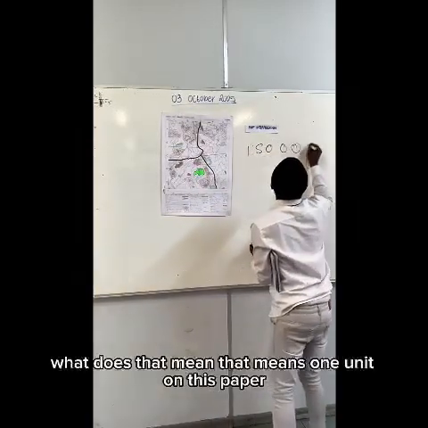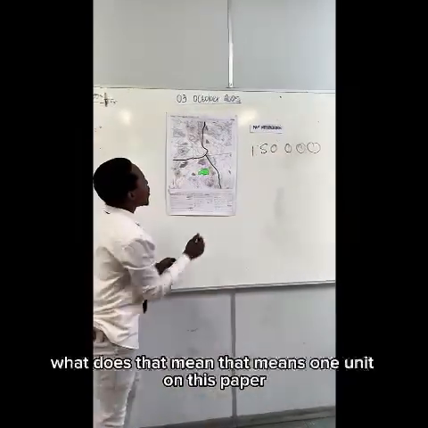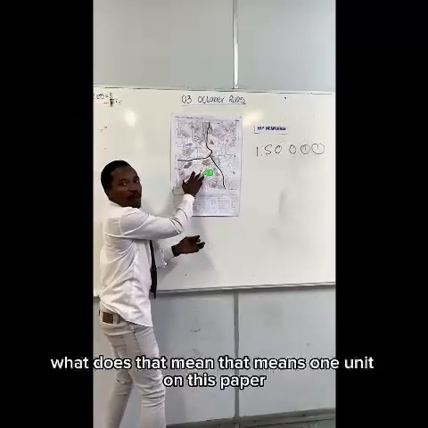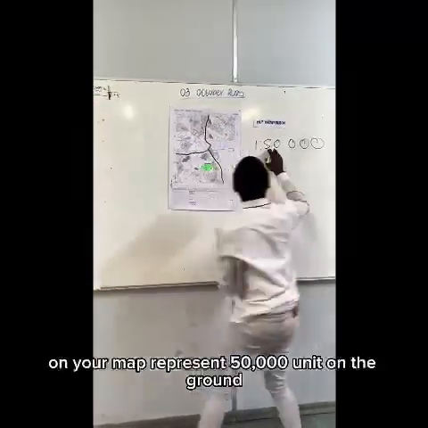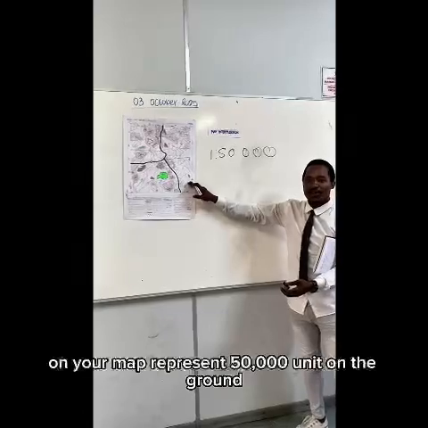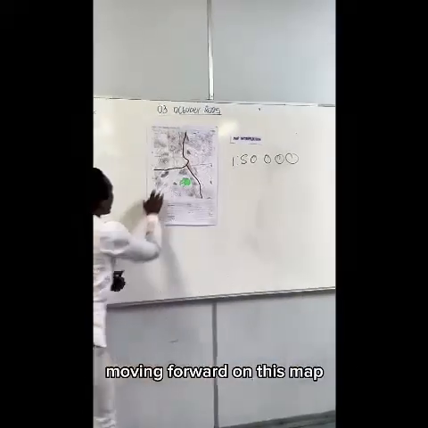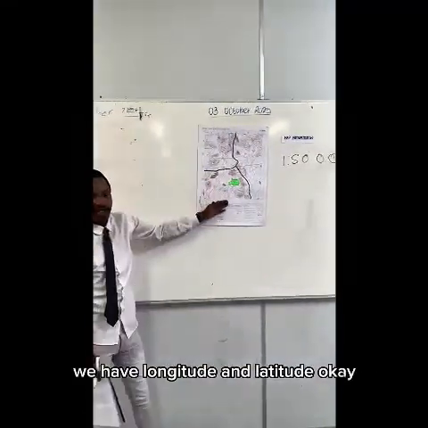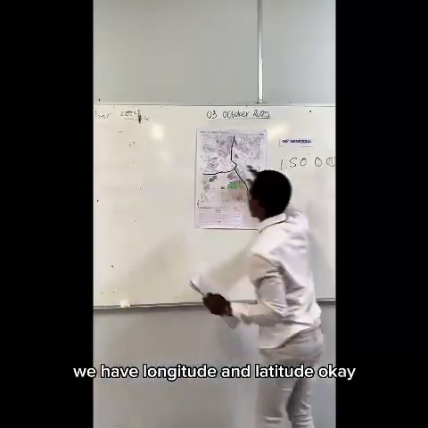1:50,000. What does that mean? That means 1 unit on this paper, on your map, represents 50,000 units on the ground. Moving forward, on this map, we have longitude and latitude.